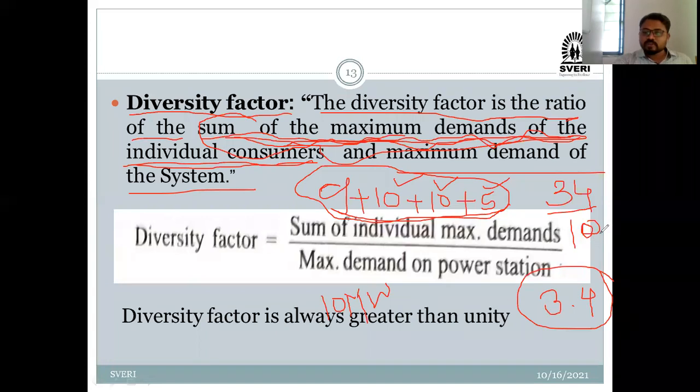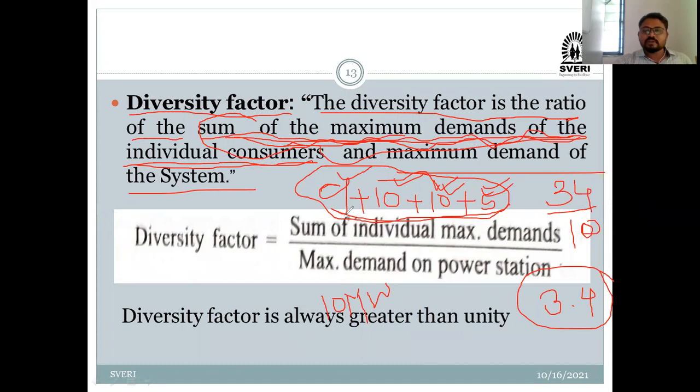Whenever an MCQ or a simple example is given to you, they will give you all the maximum demands of the consumers, and then they will also give you the maximum demand on the power station, in megawatt. You have to find out the diversity factor. Everybody got this one?